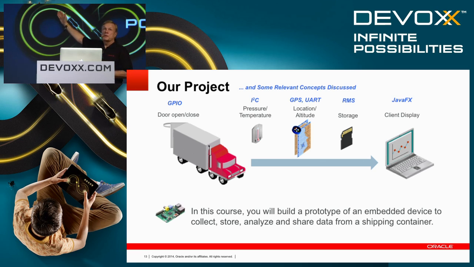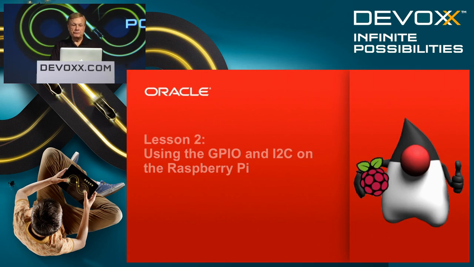The way that we store things is in the record store, in the record management system, which is something that's unique to Java ME. And then we'll be talking a little bit about Java FX and tying that together. And so that's where we're going right now.